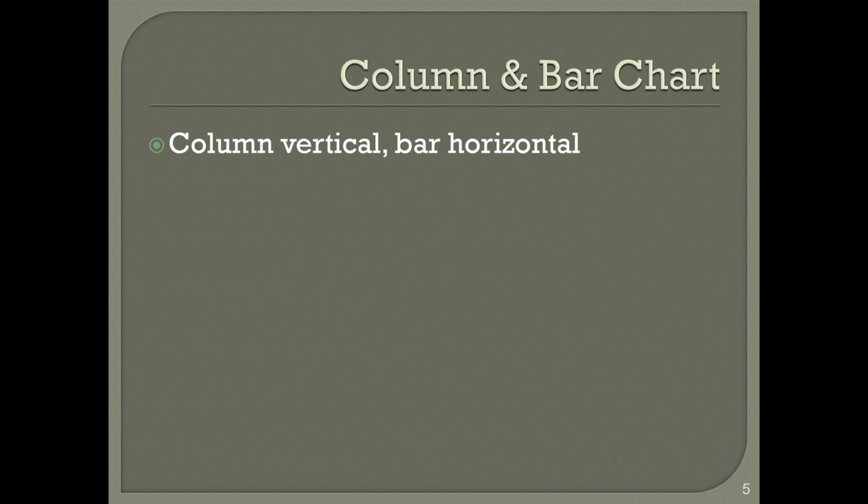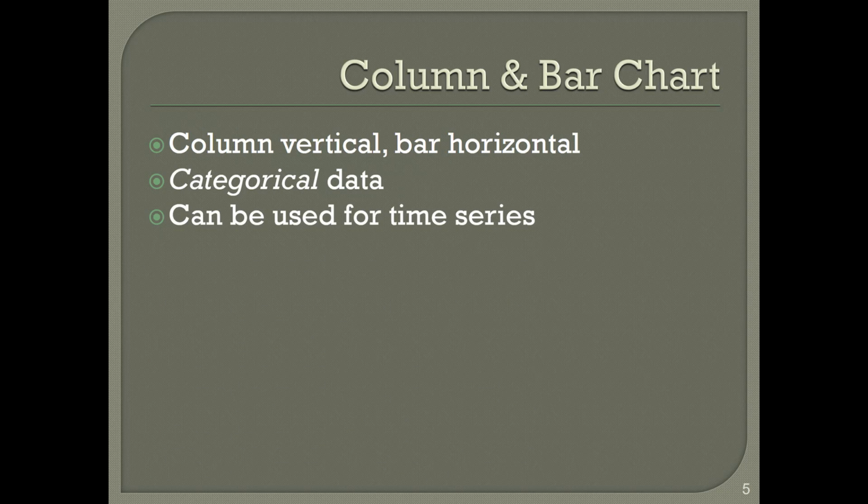Okay, column and bar chart. The way Excel separates these is basically vertical is column and horizontal is bar. So pretty much the same thing, just whether it's vertical or horizontal. It's for categorical data though. That's different from other things like histogram, scatter plot. This specifically is for categorical data where basically each bar or column represents a category. And it can be used for time series though.